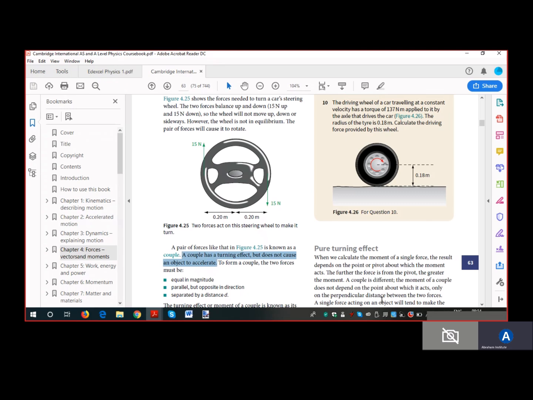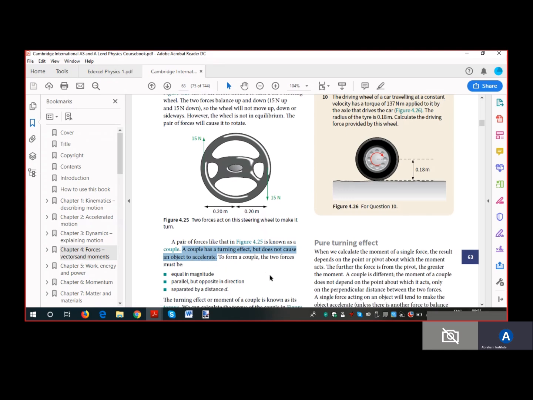A couple has a turning effect. So this 15 newton force and this 15 newton force cause this to turn clockwise. So there is a resultant moment. So a couple has a turning effect, but does not cause an object to accelerate, because the resultant force is 0.